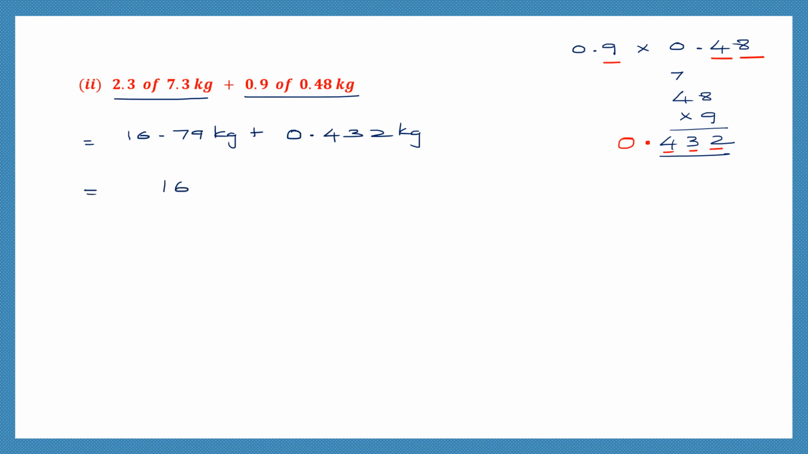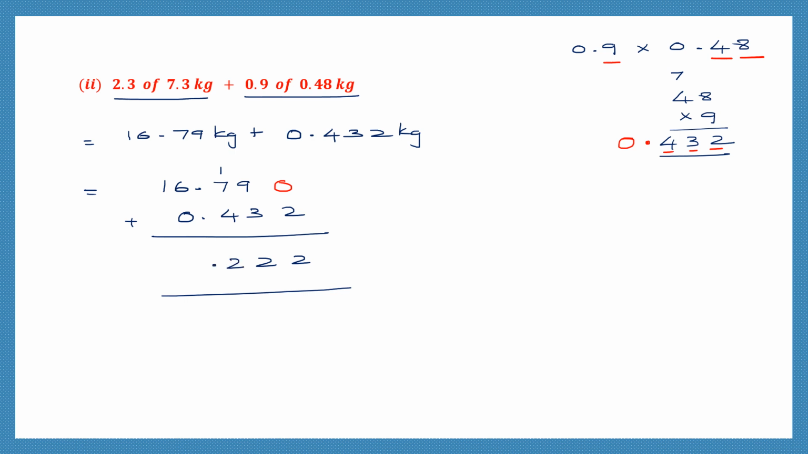So let's add this up here. 16.79 plus 0.432. Now we have to arrange them as like decimals. So put a 0 here and now we can do our addition. So that's 2. 9 plus 3 is 12. Carry 1. 7 plus 1 is 8. 8 plus 4 is 12. Carry 1. 6 plus 1 is 7. And we have 1 here. So after adding we got 17.222, and that is the unit. With the unit we have 17.222 kilograms. So this is our final answer.